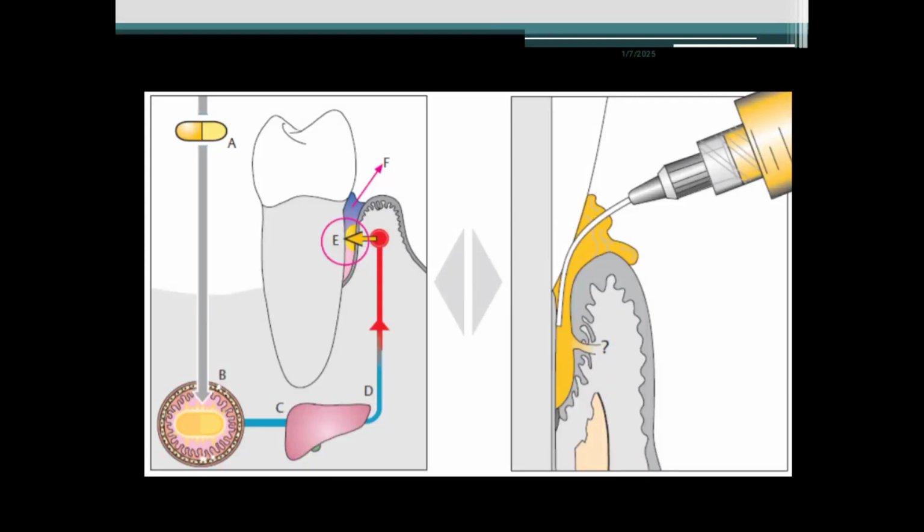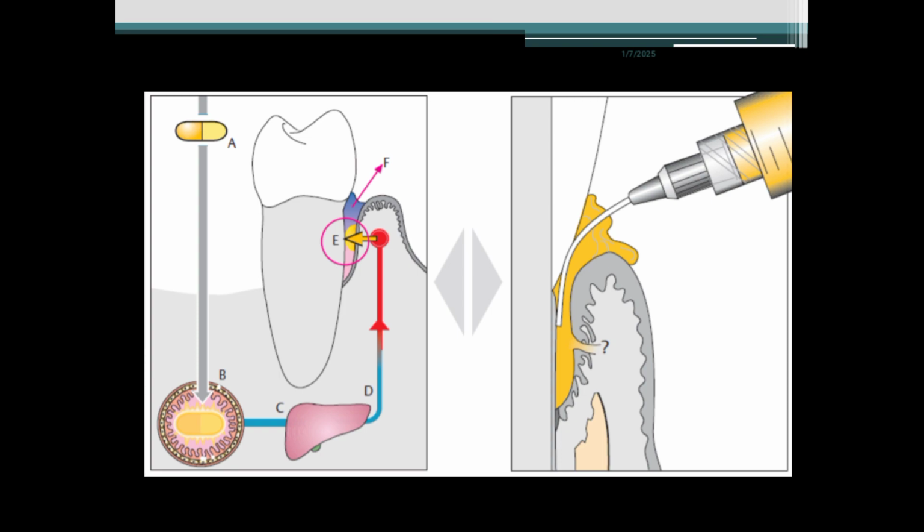So in the previous video we were left with one diagram, which was about systemic drug delivery versus local delivery. This diagram is very important to understand, so let's start. Bismillahirrahmanirrahim. You can see there are two diagrams.